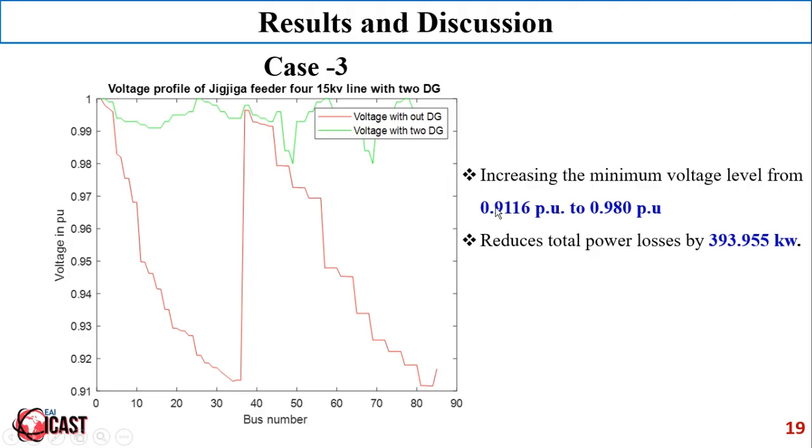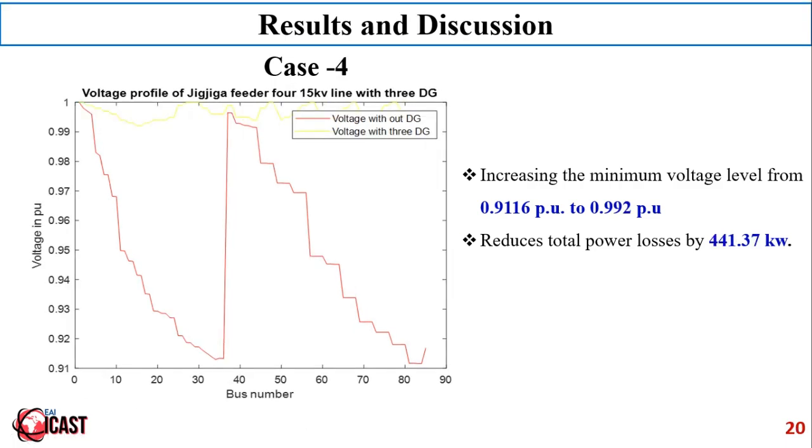When we see case 3, the voltage profile is enhanced like this, and the minimum voltage rises from the initial case to 0.98 per unit, and the total power loss is reduced by 393.955 kilowatt. In case 4, the voltage profile is also enhanced, and the minimum voltage rises from 0.9116 to 0.992 per unit, and the total power loss is reduced by 440.137 kilowatt.